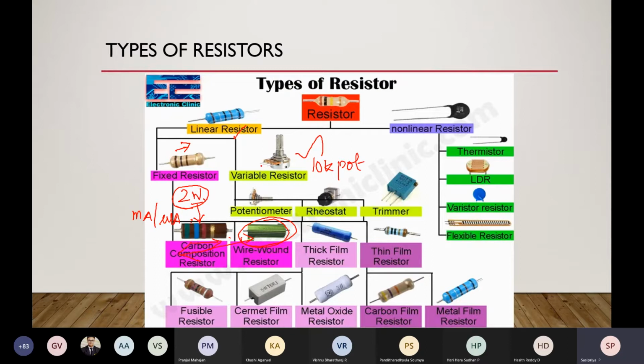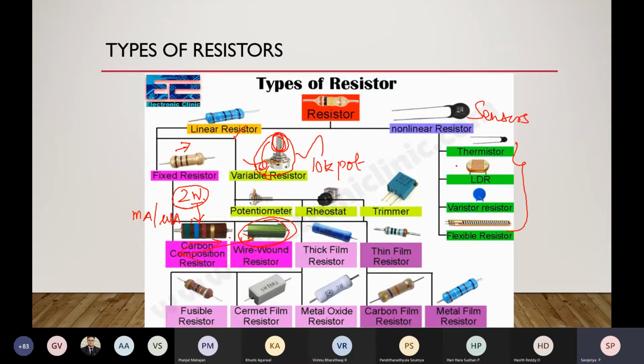The resistance of this can be varied. These two are the fixed ends, and this is the variable end. You have this knob, no? By adjusting this knob, the resistance of this potentiometer, the potential divider, can be adjusted. These are also something like a resistor only, because basically these are all sensors.